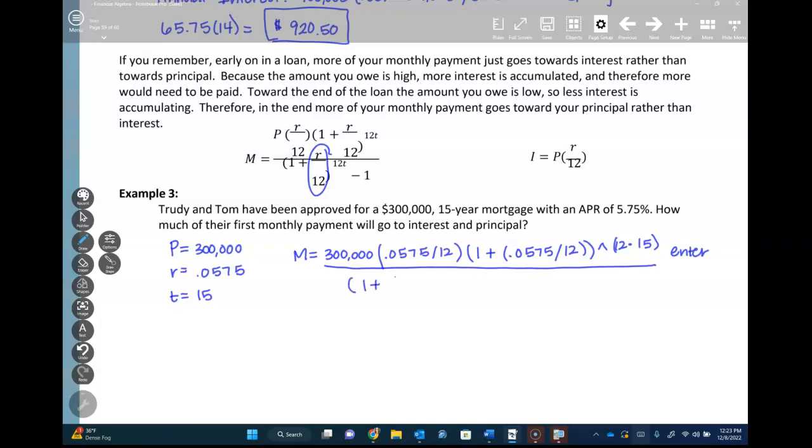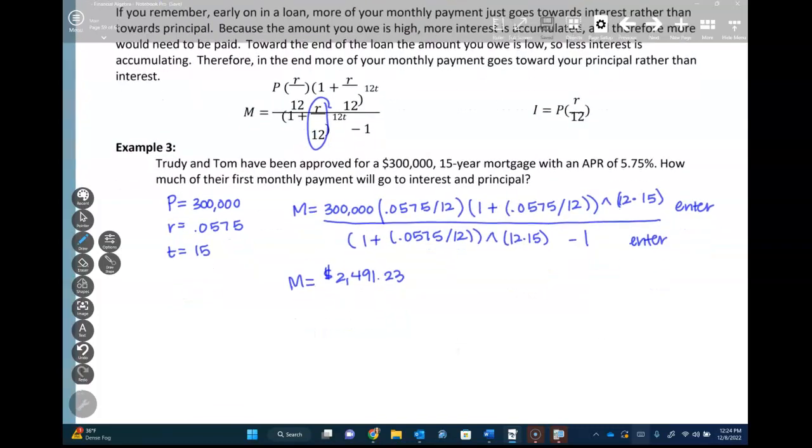So 1 plus open parenthesis 0.0575 divided by 12, close with 2, to the power of 12 times 15. Make sure you arrow right, and then there's a big -1 at the end. And click enter. And then divide those two numbers, and you should get $2,491.23. That's your monthly payment. At this time, if you need to stop this video and do that yourself, so that way you can double check to make sure you're doing it right, I would do that now.